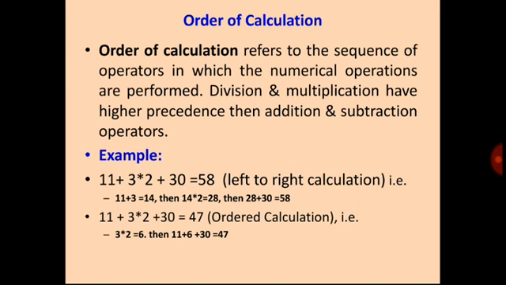The worksheet takes this formula in ordered calculation form as under: 11 plus 3 into 2 plus 30 equals 47, which will be the correct result. First of all, the multiplication will take place, that is 3 into 2, that is 6, because multiplication has higher priority than addition and subtraction. Then the addition: 11 will be added to 6, and then the same will be added to 30. So you will have the result as 47 in the end.